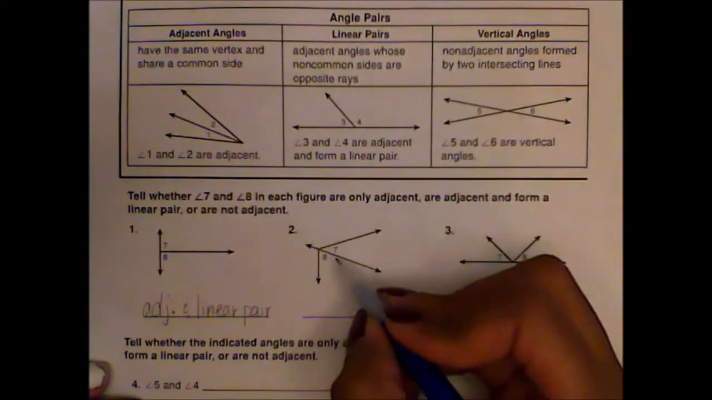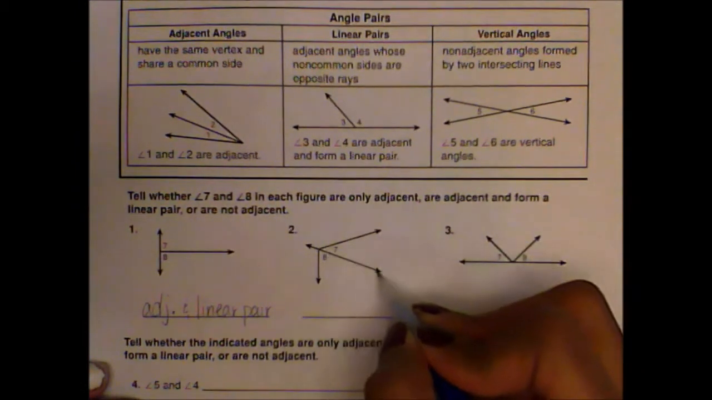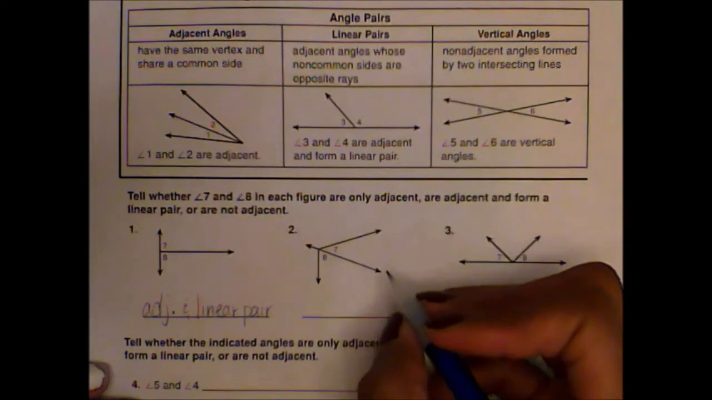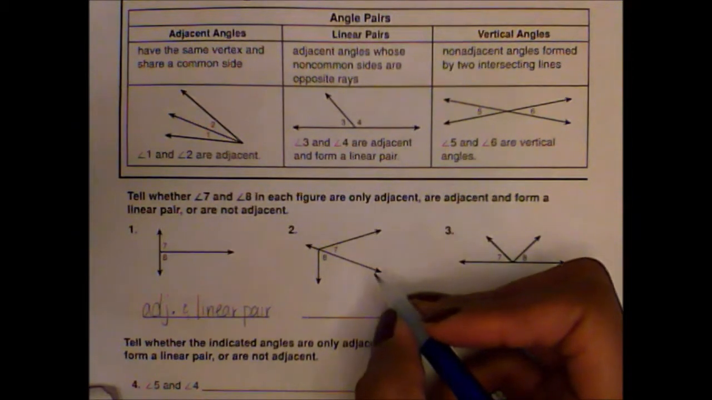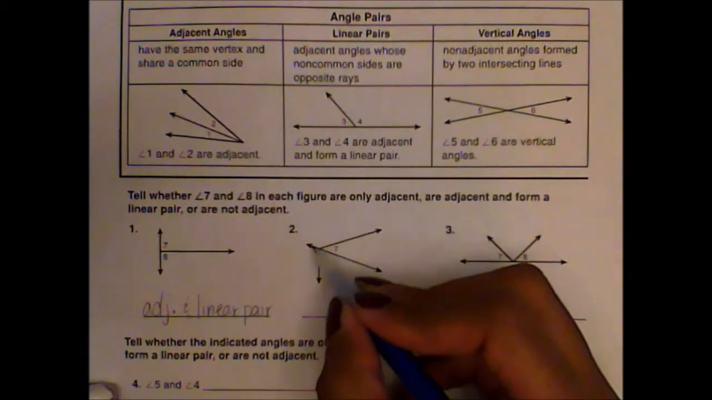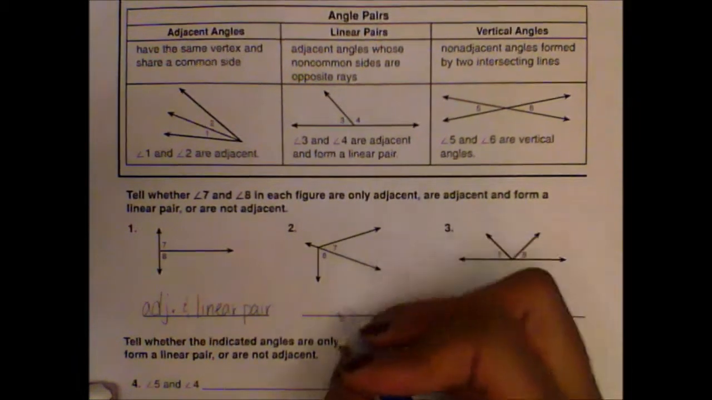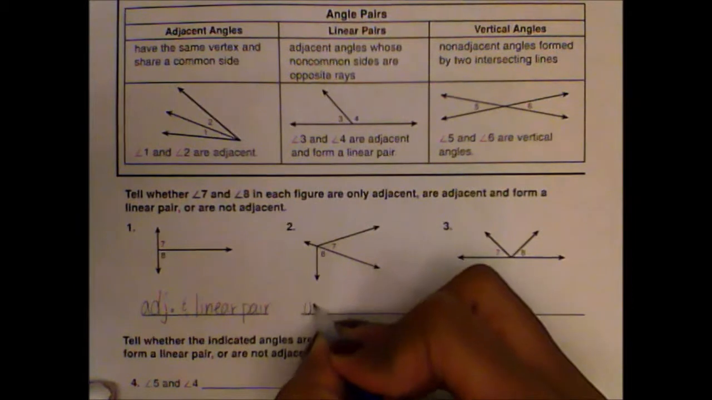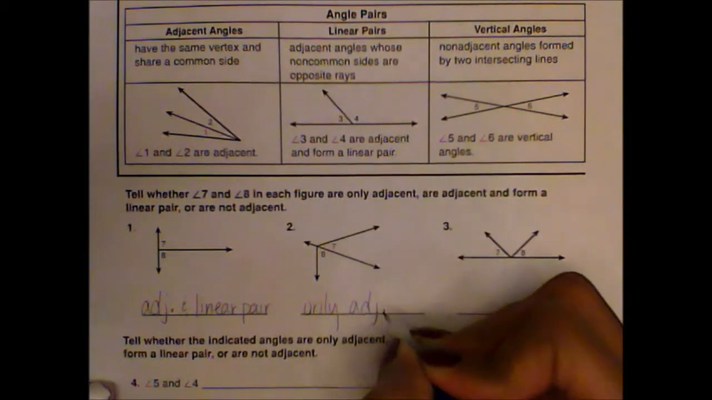Number 2, angle 7 and angle 8. They for sure are adjacent because they share this wall right here. They share this fence. But are they a linear pair? No. They're not a linear pair because linear pairs have to form a line or 180 degrees or a straight angle. And these two together do not form a straight angle. So number 2 is only adjacent. And again, I'm abbreviating adjacent ADJ.